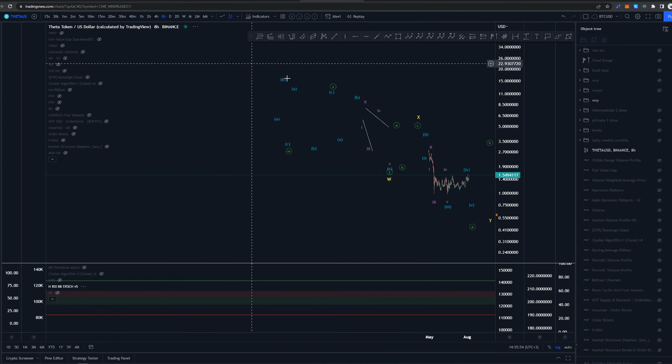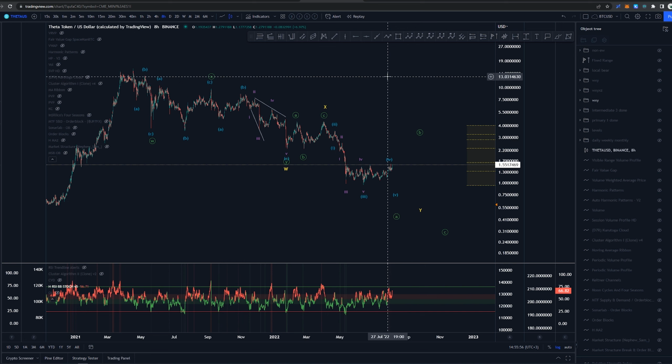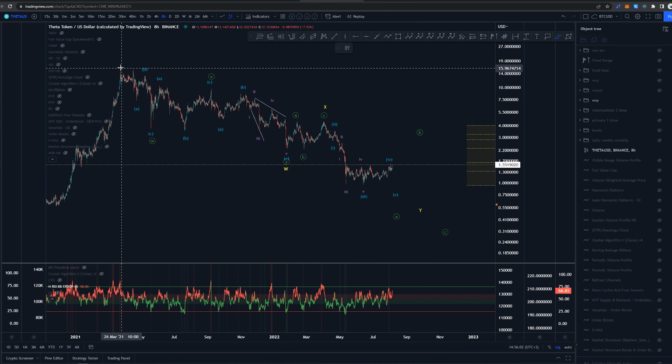This one is more bearish. Let's start with 8 hours, because Theta seems to be on a bit different looking structures than any other coin, or nothing like Bitcoin either. So it's kind of interesting to see what we have here.